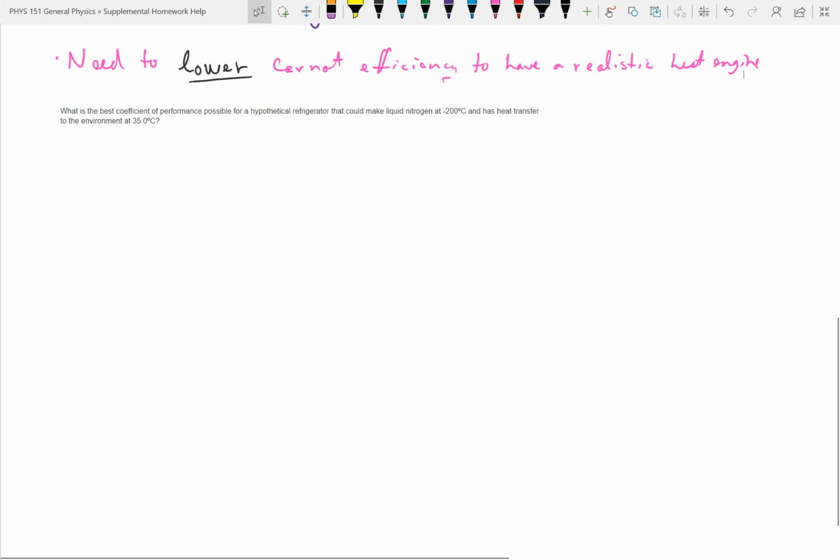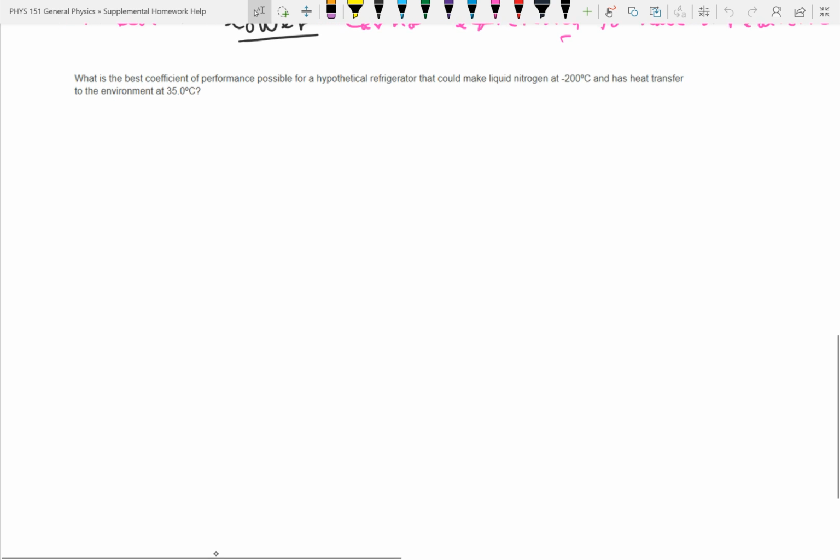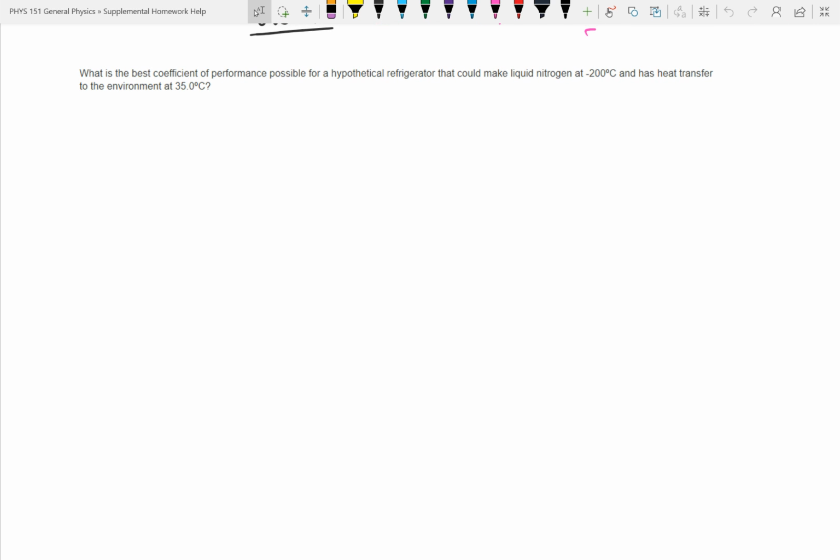Okay, so our question is, what is the best coefficient of performance possible for a hypothetical refrigerator that could make liquid nitrogen at minus 200 degrees Celsius and has a heat transfer to the environment at 35 degrees Celsius. So this is not a heat engine. This is a refrigerator. We talked about heat engines, briefly introduced it in class yesterday.